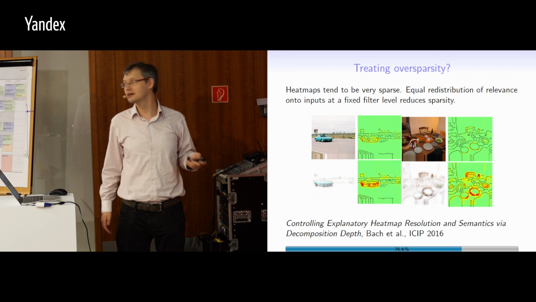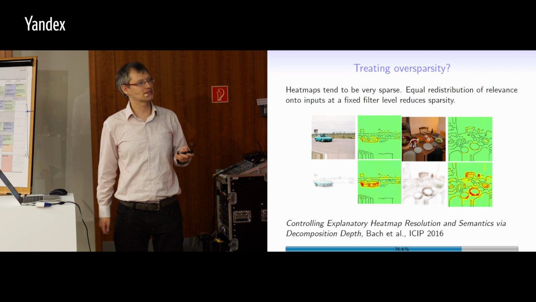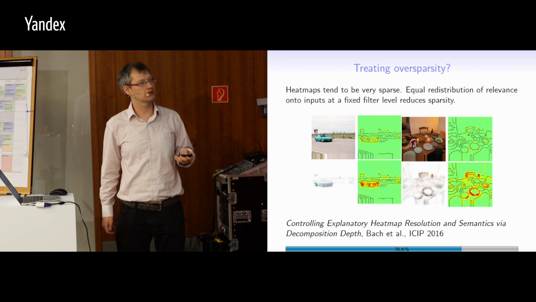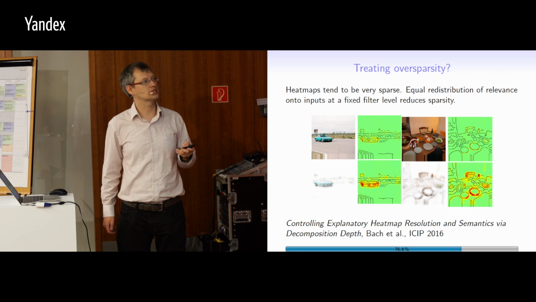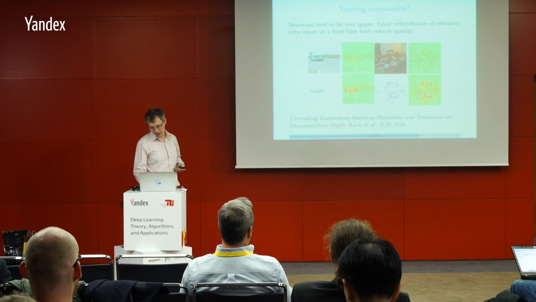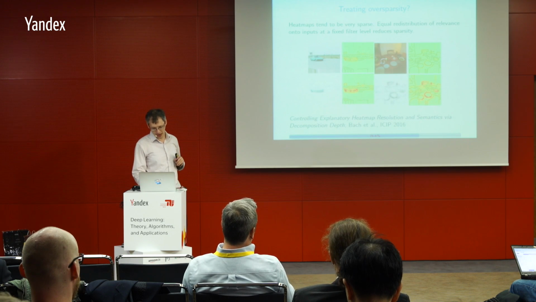And Sebastian Bach executed this idea very well and tried it out on the ICEP paper. And then you see, this was a Pascal VOC classifier. You see kind of like dining table, and you see car, and you get the relevance more spatially distributed and not so overly sparse.